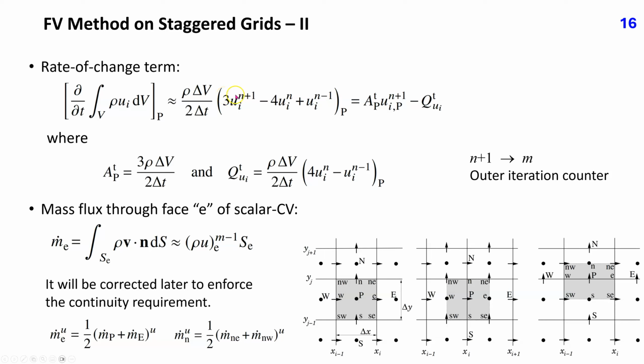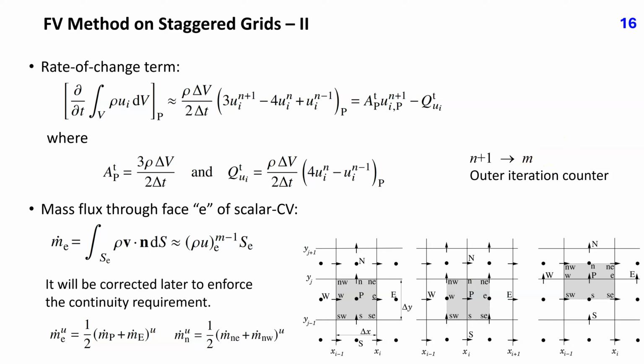The multiplier of the new velocity contributes to the central coefficient in the matrix, while terms involving known velocities from previous time steps contribute to the forcing term on the right-hand side of the algebraic equation. Because outer iterations are performed within a time step, the new values will be denoted by the iteration counter m.